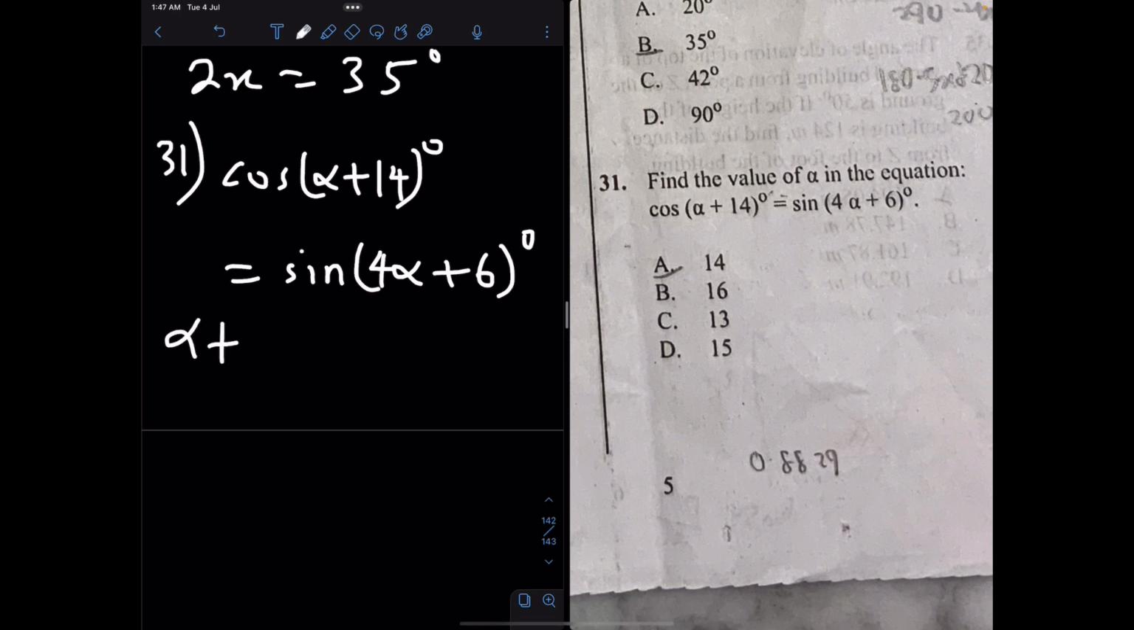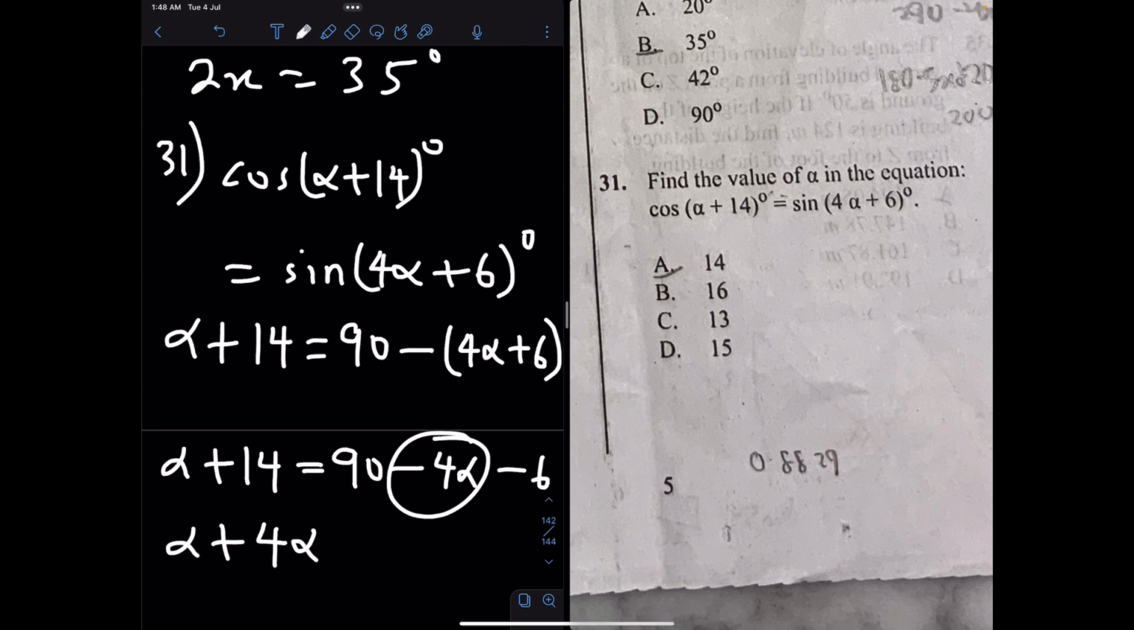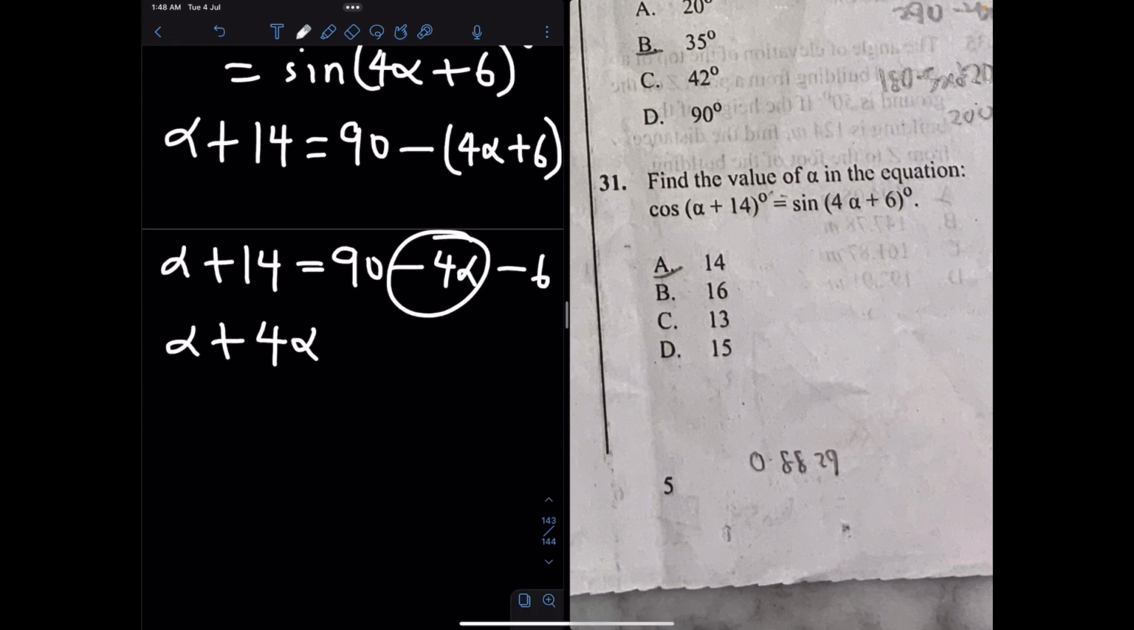alpha plus 14 is going to be the same as 90 minus 4 alpha plus 6. And that means alpha plus 14 will be equal to 90 minus 4 alpha minus 6, which means alpha plus 4 alpha. When you take minus 4 alpha to the left hand side, it becomes plus 4 alpha. So alpha plus 4 alpha equals 90 minus 6, and when 14 goes to the right hand side, it becomes minus 14.